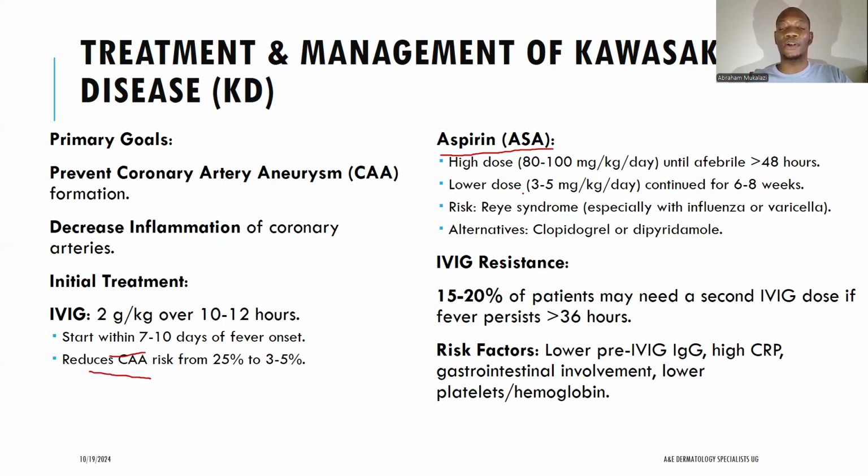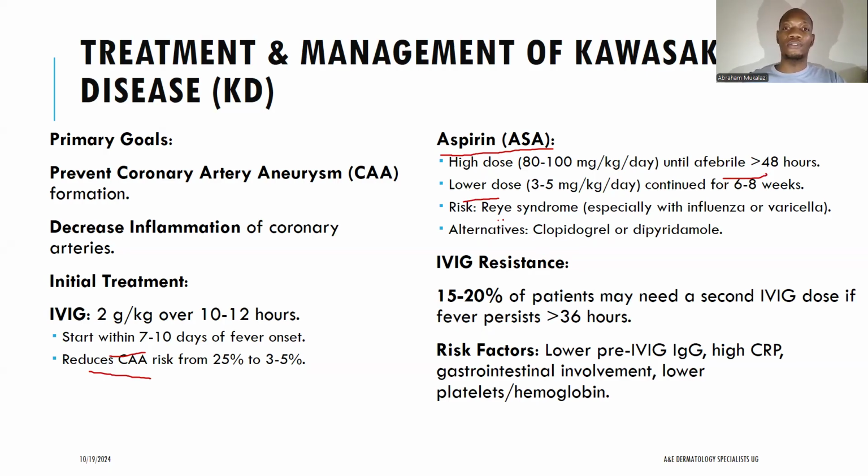In cases where you don't have the IV immunoglobulin, an alternative will be aspirin, which is given at a dose of about 80 to 100 milligrams per kilogram body weight. This is usually given until the patient is afebrile, that is usually more than 2 days. Then we can also give a low dose, which is 3 to 5 milligrams per kilogram body weight, to continue for the next 6 to 8 weeks. So after the acute phase management, you taper down the aspirin to a low dose, which the patient is supposed to receive for the next 8 weeks.